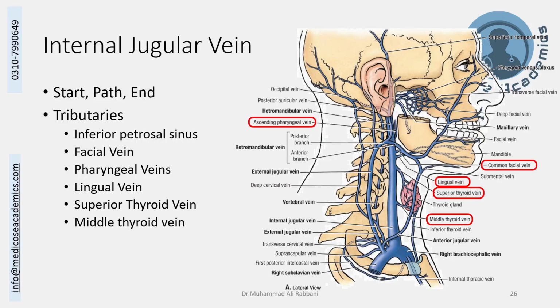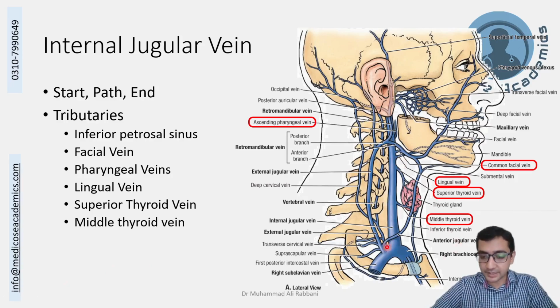From that point it moves down the carotid sheath all the way down, and it ends where it meets the subclavian vein to form the brachiocephalic vein. So this is the terminating point of it.